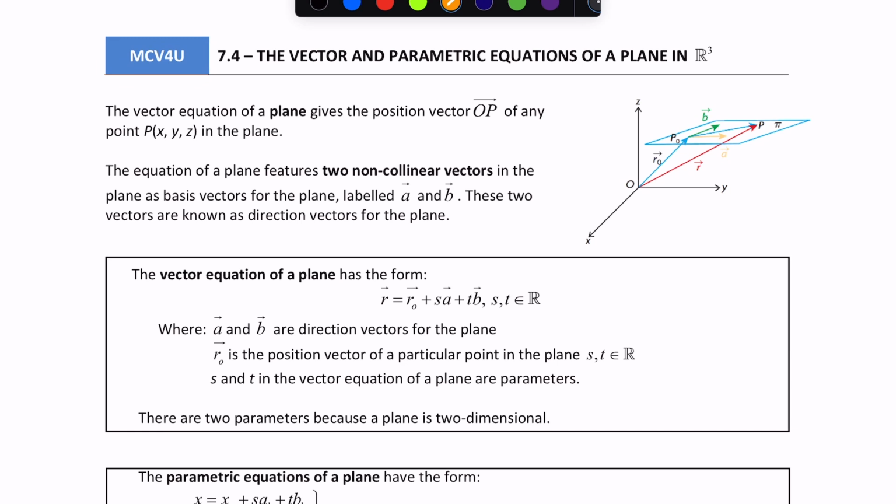Welcome back to another lesson in MCV4U. Today we'll be looking at the vector and parametric equations of a plane in 3-space, or R cubed.